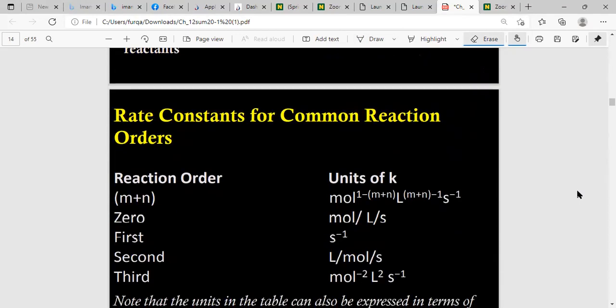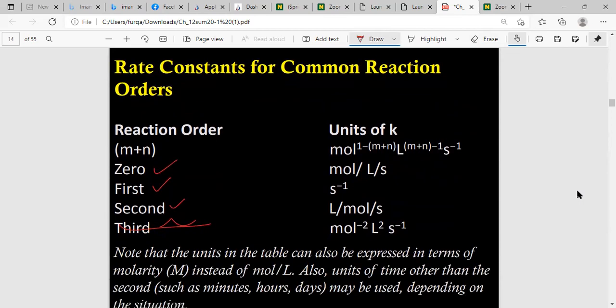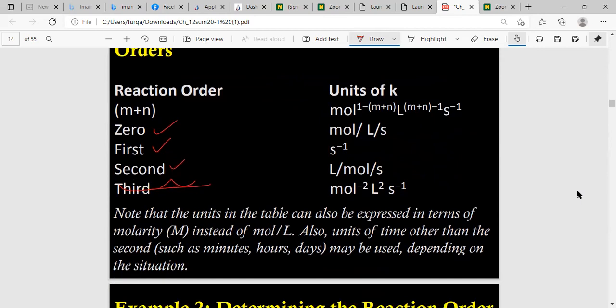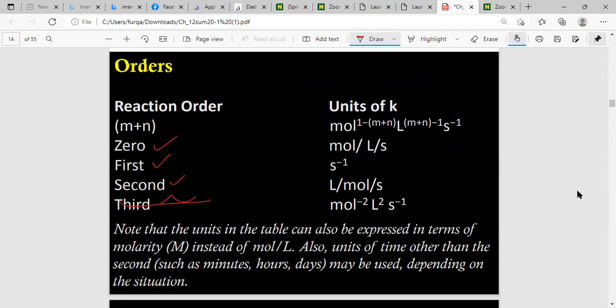So here it is. Rate constants, the common reaction orders are these, where we are talking about the zero order, first order, second order, or third order, which we are not actually going to work on. We are talking about it, but not going to work on problems related to the third order because it's extremely difficult, and it's not the scope of this course.